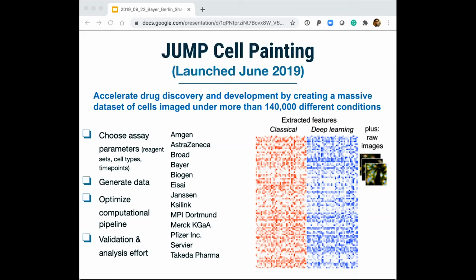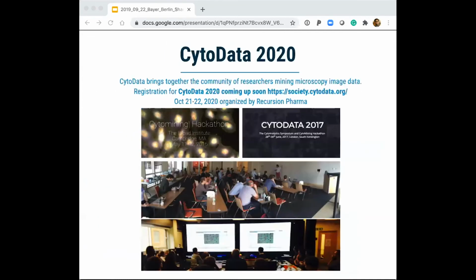And through this data generation process, we aim to address several assay development and computational challenges in cell painting that could further accelerate its use in drug discovery. And we're soon coming out with a newsletter that'll help you keep posted about our progress on this project. So that's about all I wanted to discuss today.